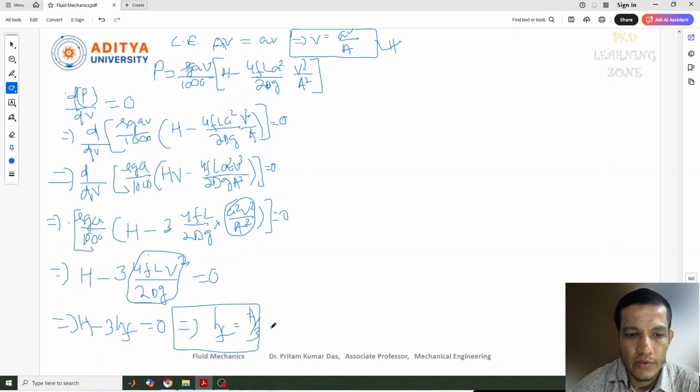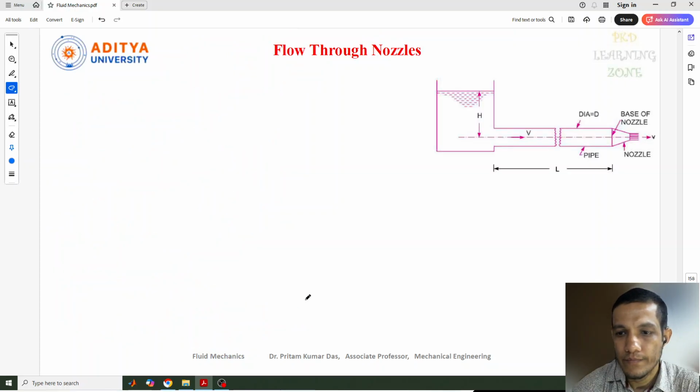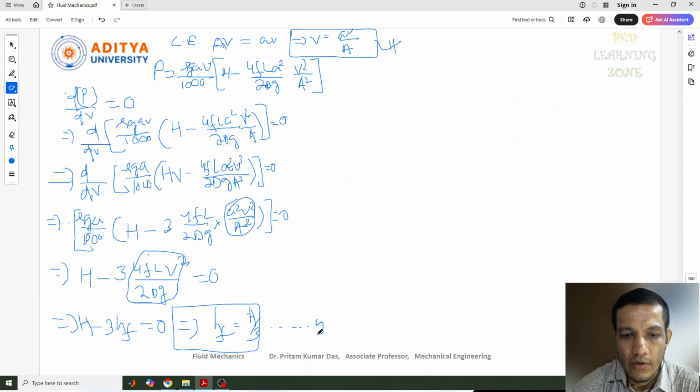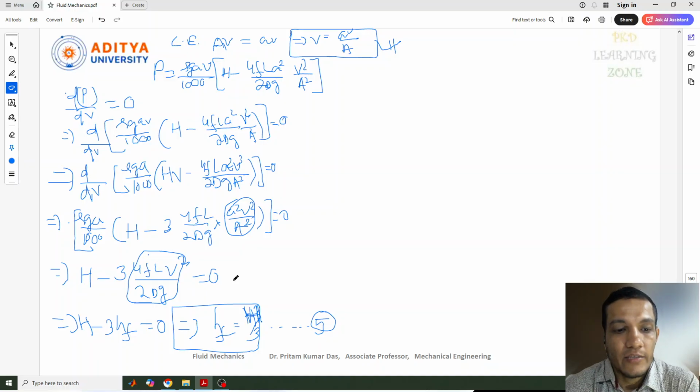This is the terminology. So this one we can give equation number 5. So what is our condition? This equation gives the condition of maximum power transmitted through the nozzle, and it states HF equal to H by 3. Okay, this is not A, this is H. So the maximum power is transmitted through the nozzle when the loss of head due to friction in the pipe is 1/3 of the total head supplied at the inlet of the pipe.